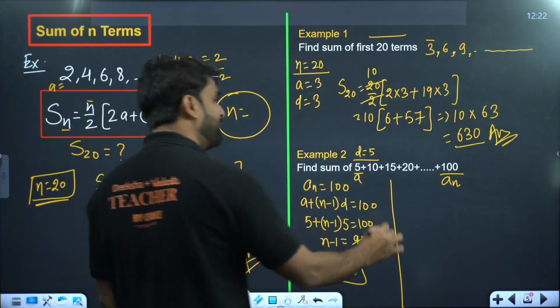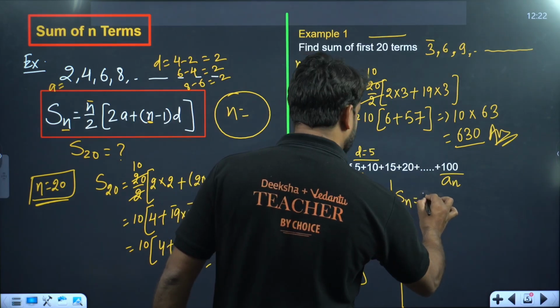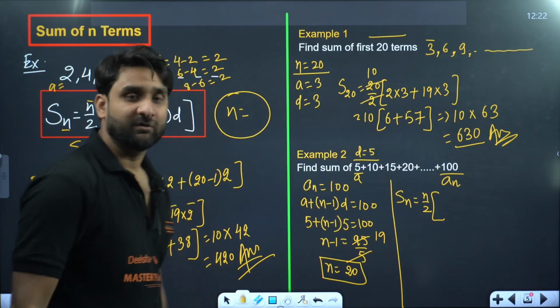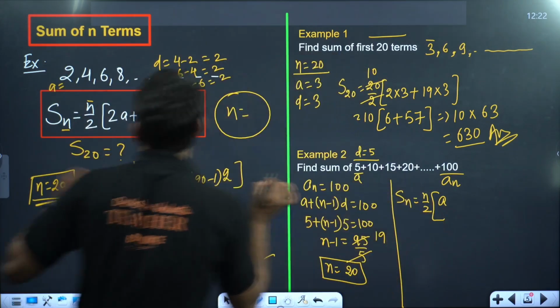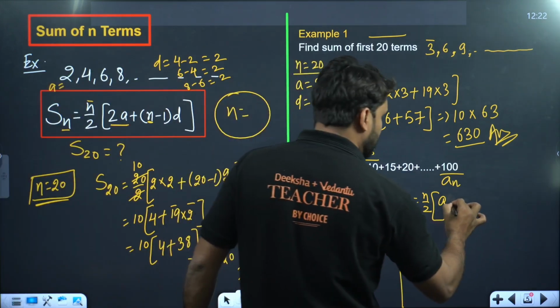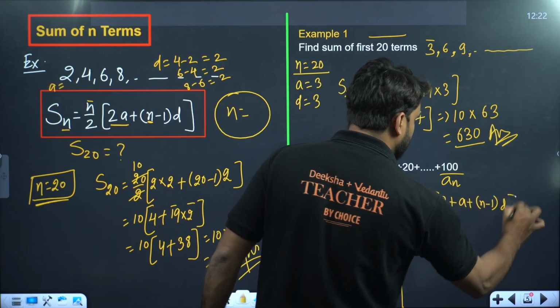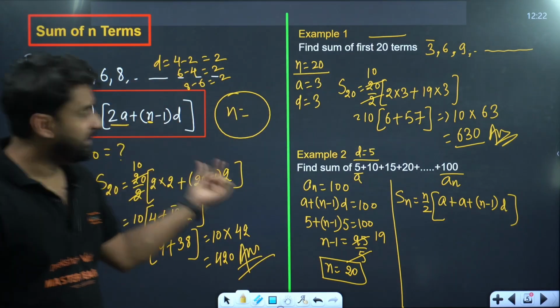And there is one more formula, everyone. I'm going to give you the formula. One more formula when the last term of any AP is given to you. One more formula, n by 2, this is a. My dear, can you see 2a? So can we write 2a as a plus a? 2a can also be written as a plus a. Agree? This 2a can be written as a plus a.